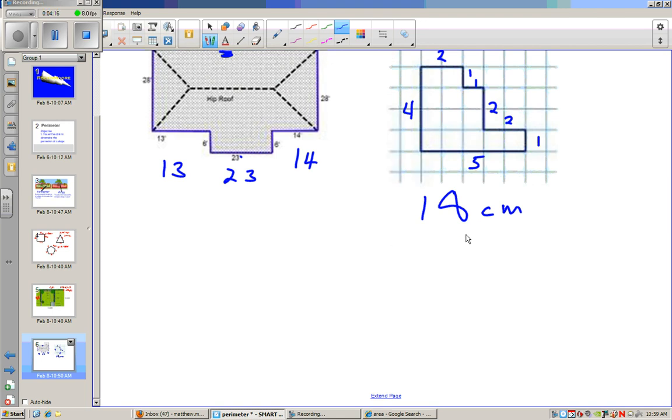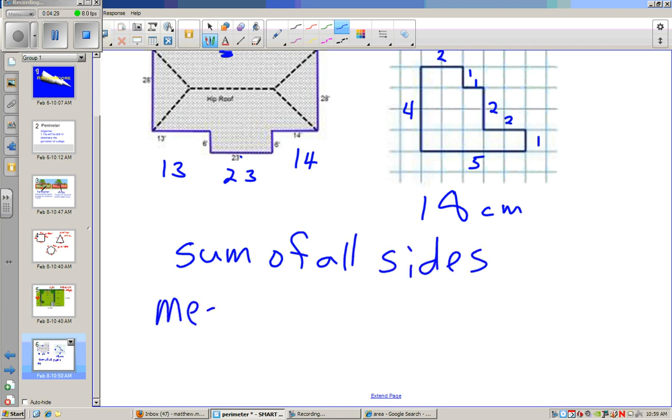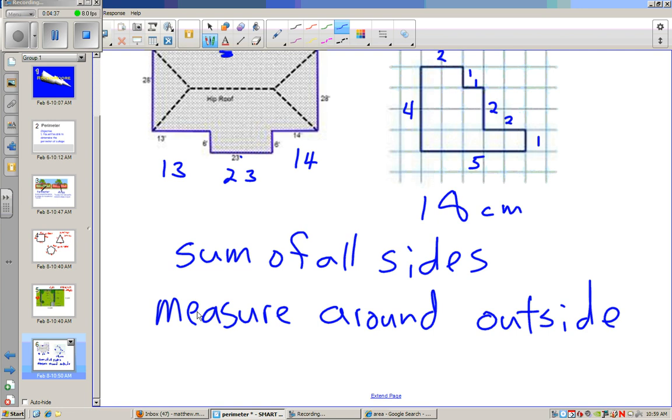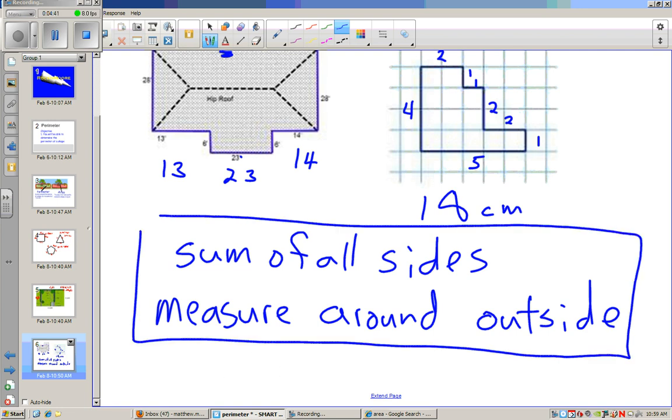Perimeter is the distance around the outside of an object. How do we figure that out? Well, we can do 2 different ways. We can just add up the sum of all the sides, or another way is you could measure around the whole outside of something. But either way, the way to think about it is the fence around the outside of an object, or around the outside of some space. And that's how we figure out perimeter.